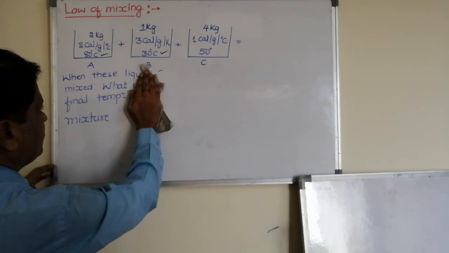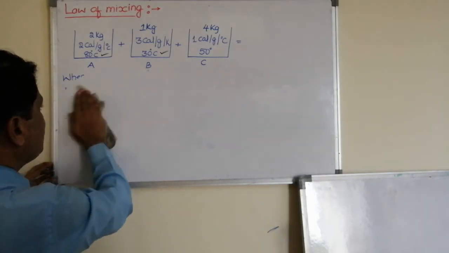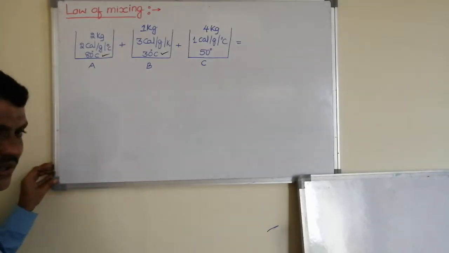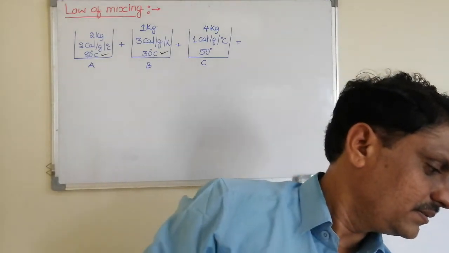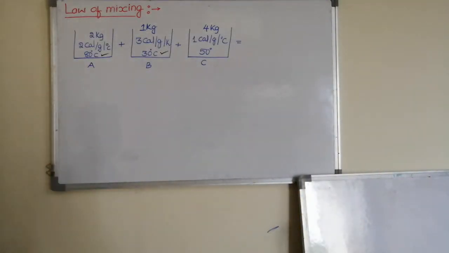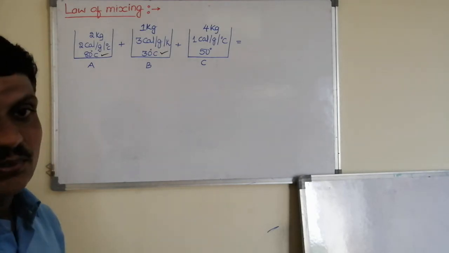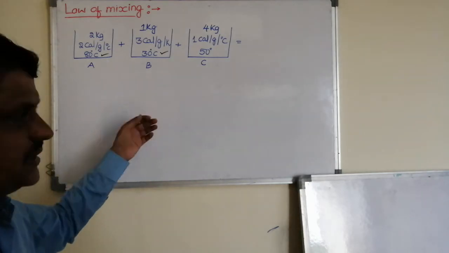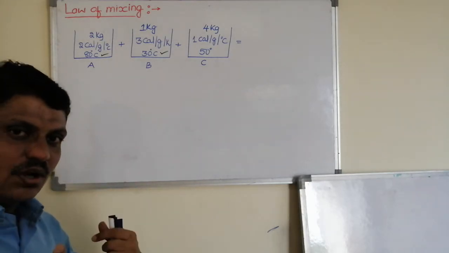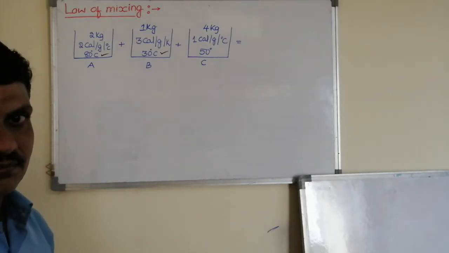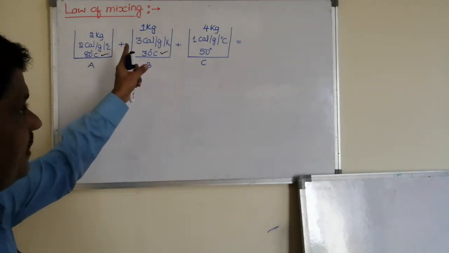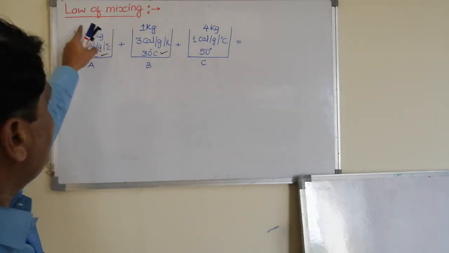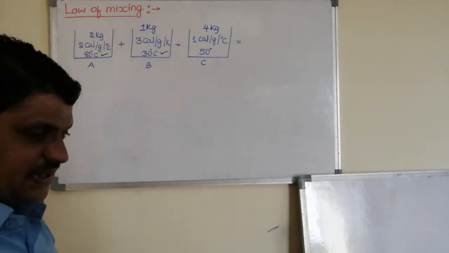In such cases, we cannot say which body loses heat and which body gains heat. It is a little difficult to decide which body is losing heat and which is gaining heat. So the principle of calorimetry, heat lost is equal to heat gained, we cannot apply in such problems. Then what to do? For such cases, we have to use the law of mixing.